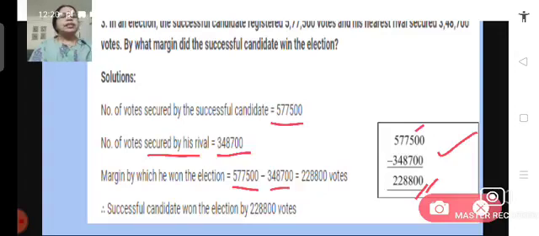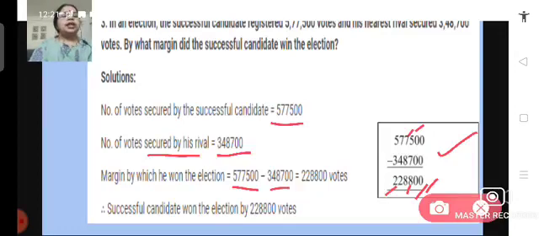Then in thousand place again 1 is borrowed, and here we have 16. 16 minus 8, again we get 8. Then in 10,000 place we have 6. So 6 minus 4 becomes 2, and in lakhs place we have 5 lakhs. So 5 minus 3 becomes 2.